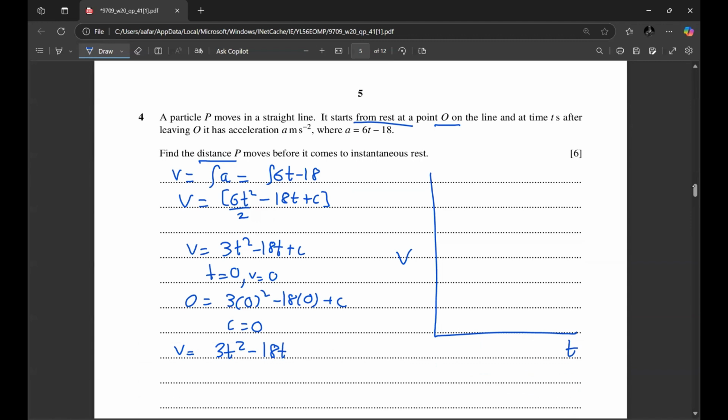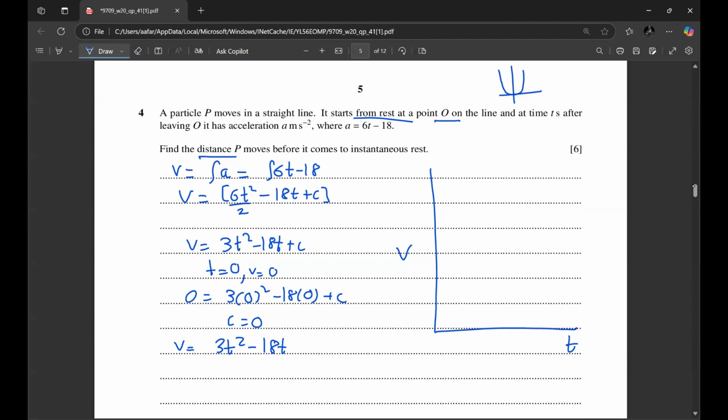Okay, so we know that the graph will basically be an upward opening quadratic graph, since the coefficient of t square is positive 3. But let's just sketch it. Note that the initial velocity is 0, so it starts from here.